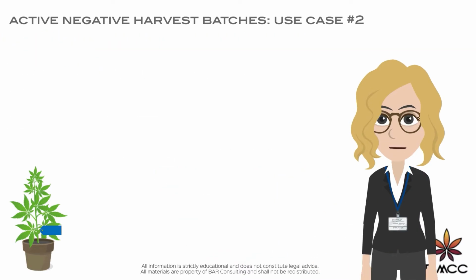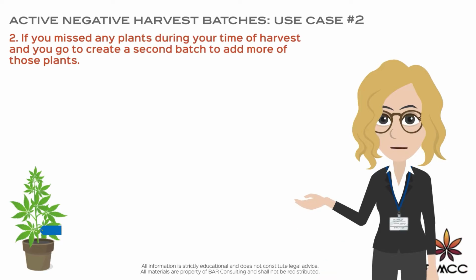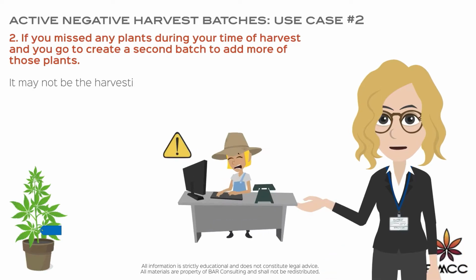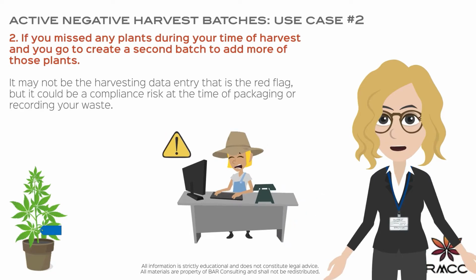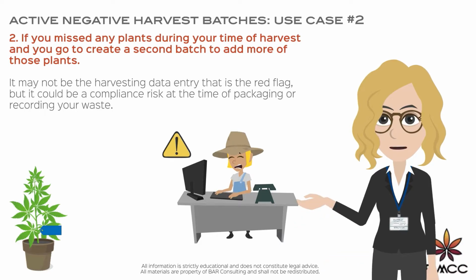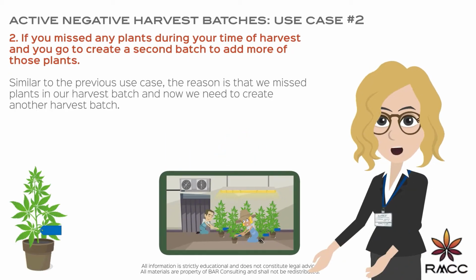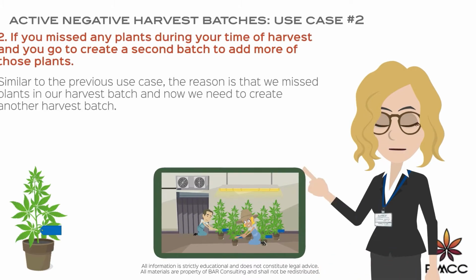The second use case to be aware of is if you missed any plants during your time of harvest and you go to create a second batch to add more of those plants. Again, that might not be exactly the harvesting data entry that is the red flag, but it could be a compliance risk at the time of packaging or recording your waste. Similar to that previous use case, the reason is that we missed plants in our harvest batch, so now we need to create another harvest batch.